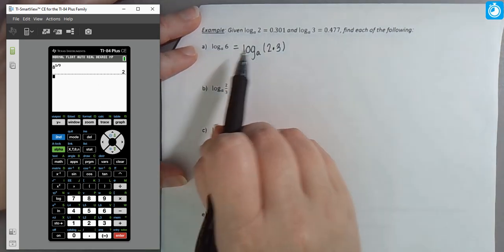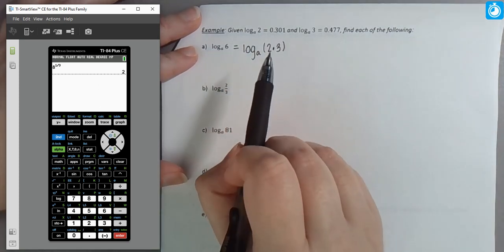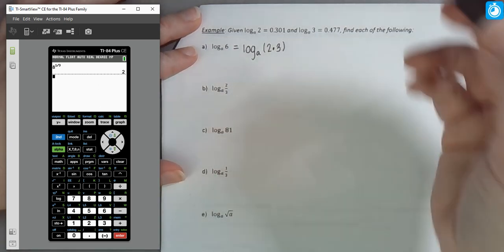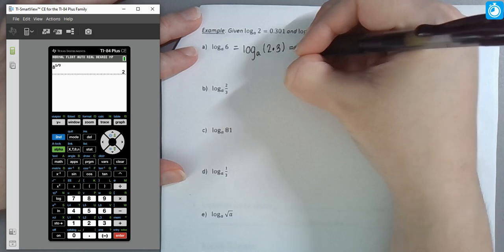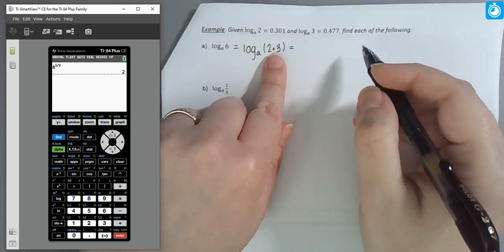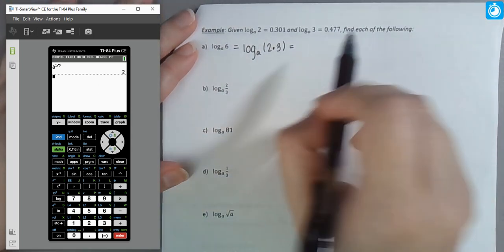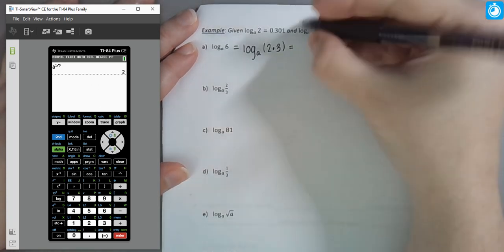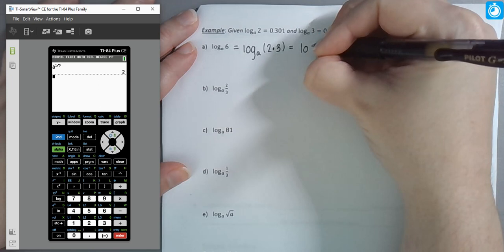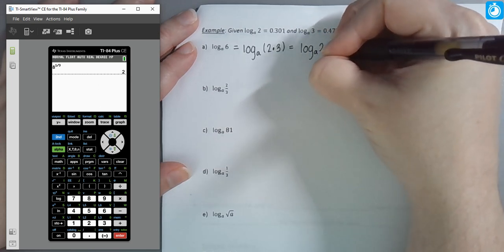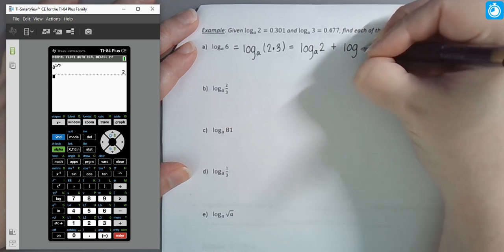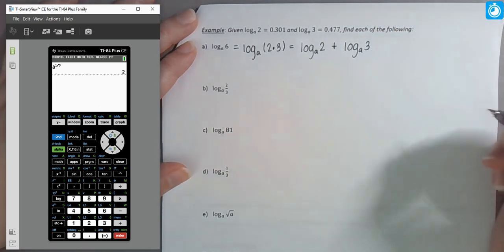Well, what's the benefit of doing that? The benefit is that now I have a product inside of my logarithm, and I have a logarithm rule that says when there's multiplication on the inside of the logarithm, we can split it up into two separate logarithms that are added together. So this is going to be the same thing as log base a of 2 plus log base a of 3.